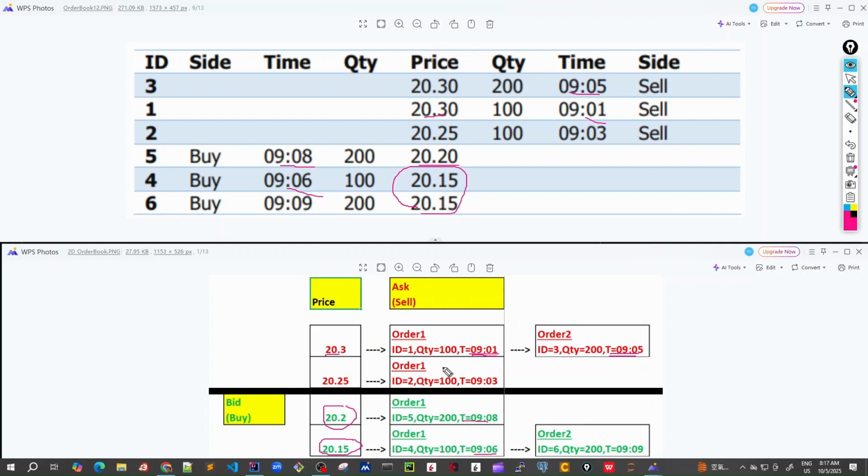And as soon as we get different orders later on at the same price of 20.15, they will always be appended to the tail of it. So just think about it, right? In real exchanges, we are going to have hundreds and thousands of orders at the same price, all appended to the tail. And it's very easy to calculate now what the best order available at this price is. It's always at the head, right?